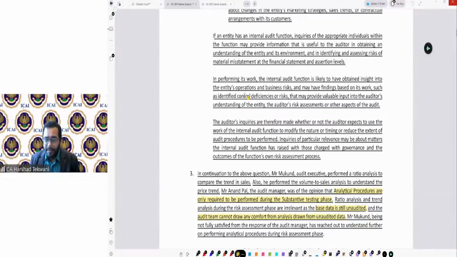Correct, Mufida. Risk assessment procedures include inquiries with management. But the question here is, should we include analytical procedures in risk assessment procedures? For example, the way he did ratio analysis to compare the trend in sales, or volume to sales analysis to understand the price trend. Come on, guys.